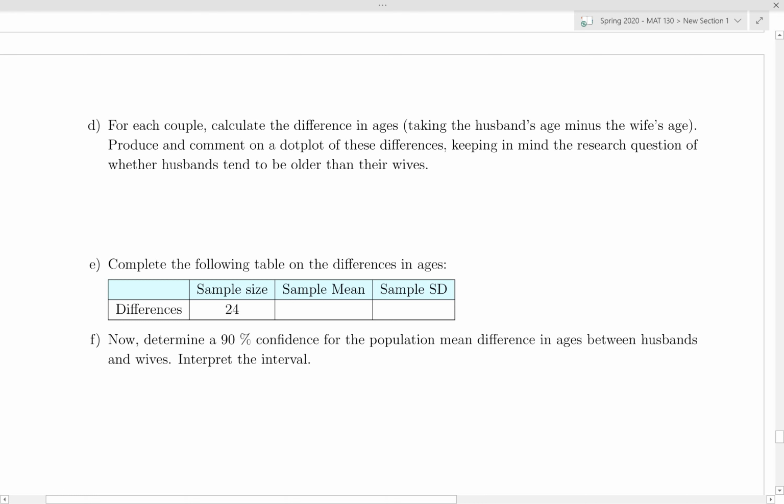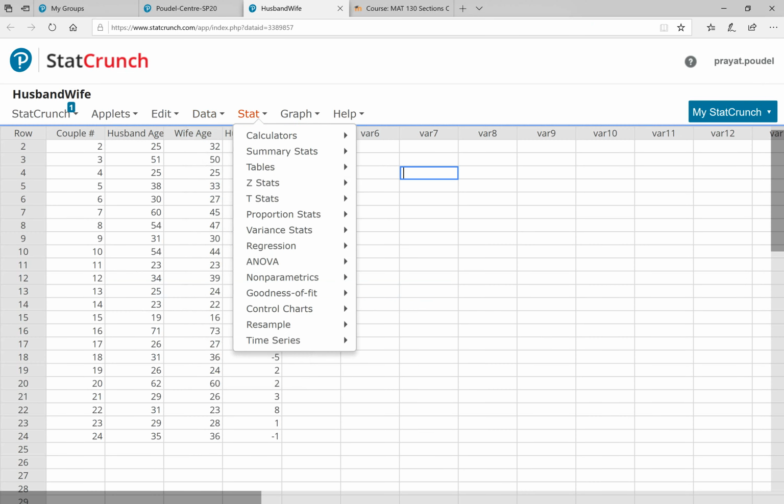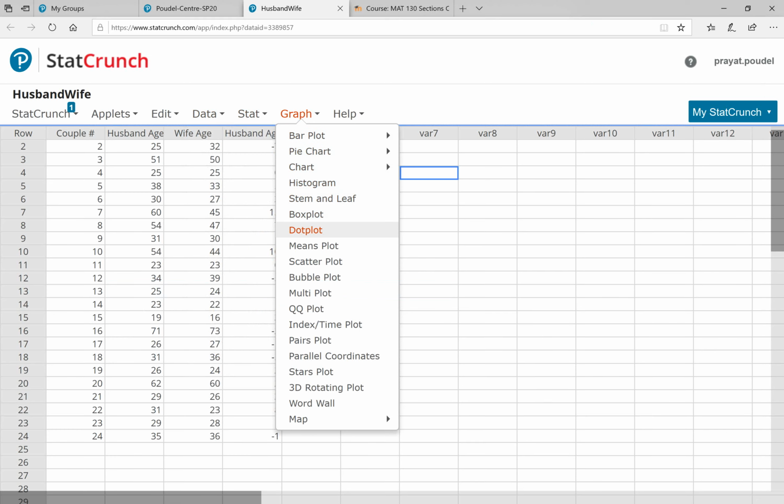All right, so what we're trying to do at this point here is produce a dot plot first. That's what we're going to do, just create a dot plot. And after we create it, we are going to try to answer the question on if there is anything we can say about the difference there. All right, so let's do this graph. We're going to do a dot plot.